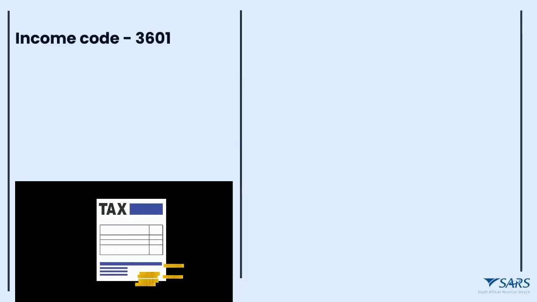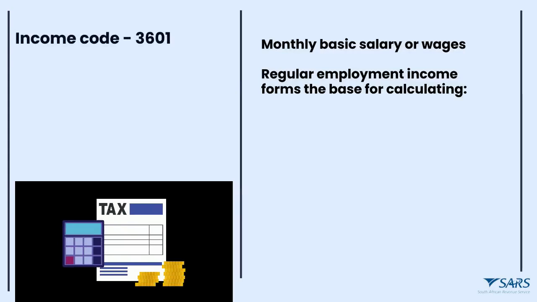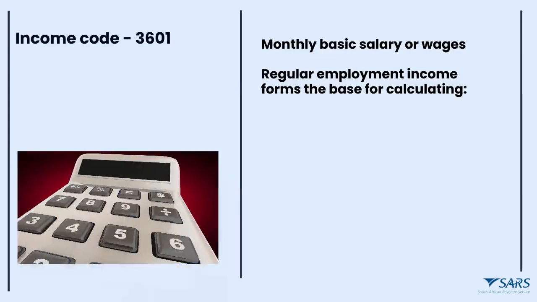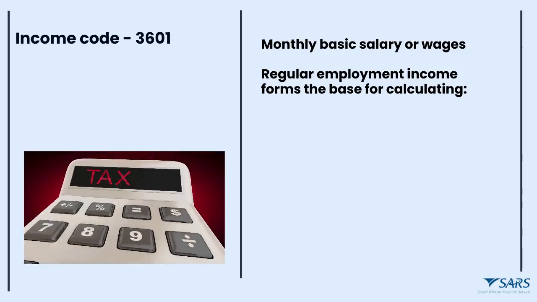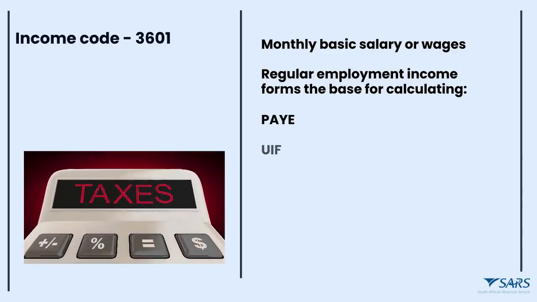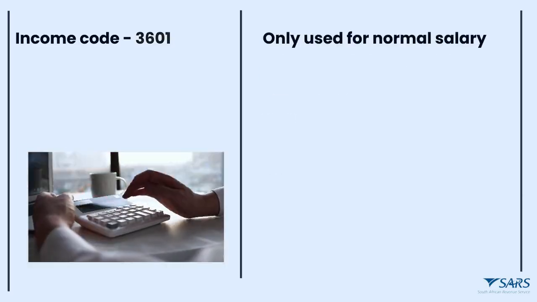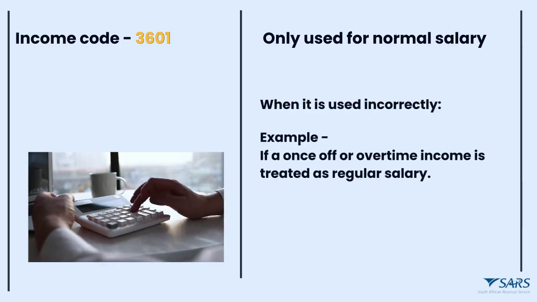Let us start with the first income code, 3601. This is used for monthly basic salary or wages. It represents regular employment income, and it forms the base for calculating pay as you earn, unemployment fund, and the skills development levy. 3601 must only be used for normal salary.